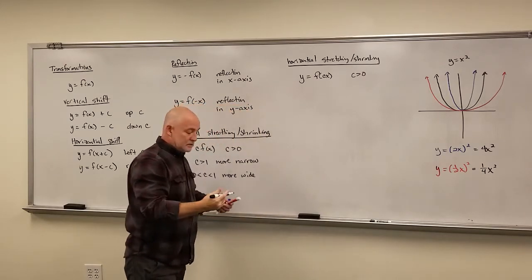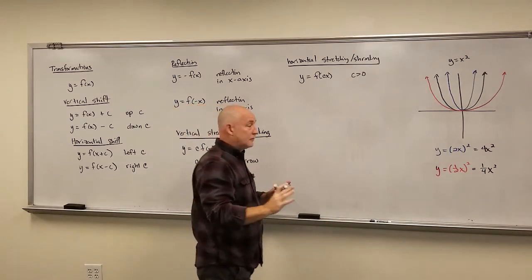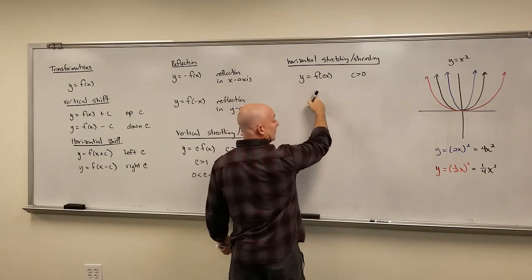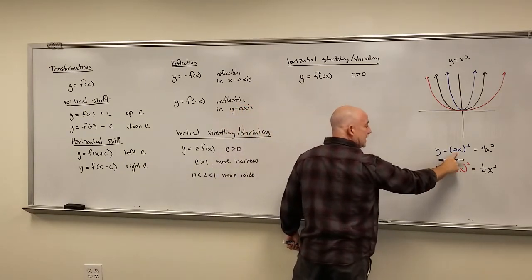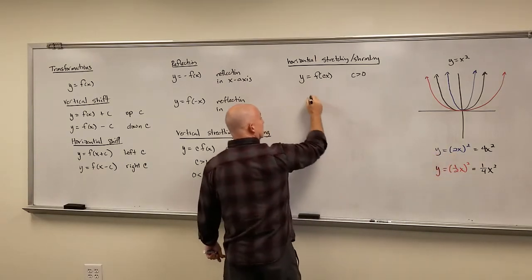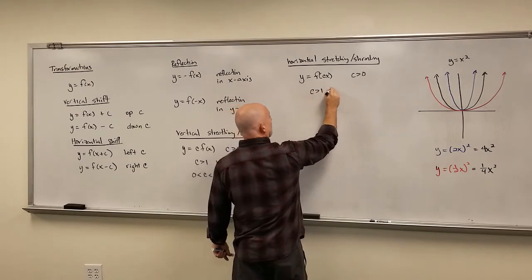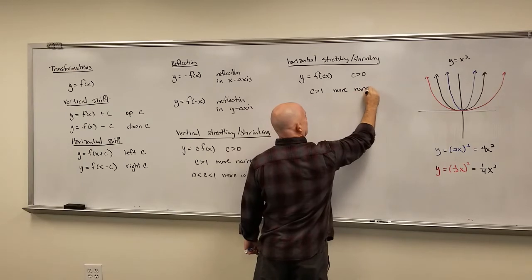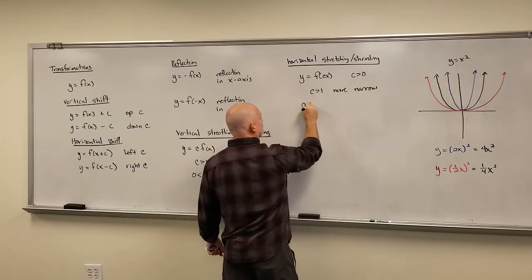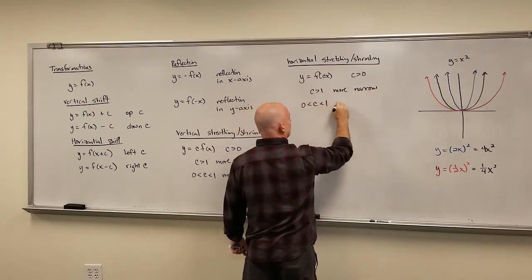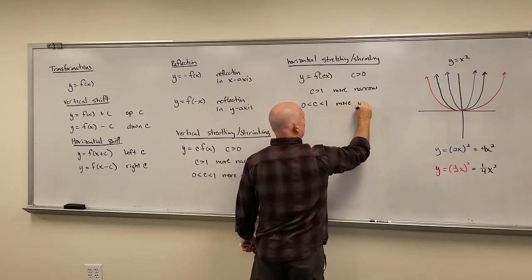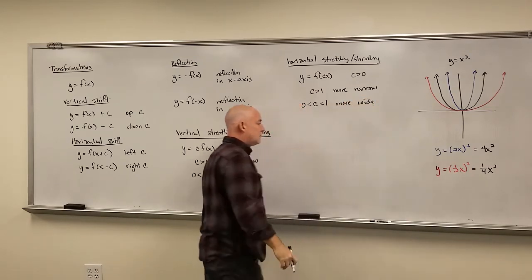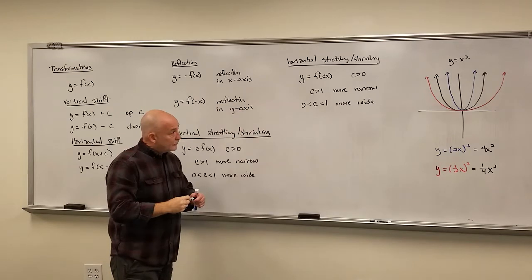Okay, so it's basically the same idea, but we're going to have to talk about this in a second. First off, we saw that if the number we multiplied on the inside with the x's is greater than 1, the graph is more narrow. And if it's a fraction, which means it falls between 0 and 1, it's more wide, or wider. All right, now here's the problem.